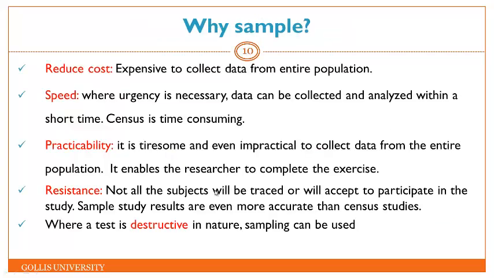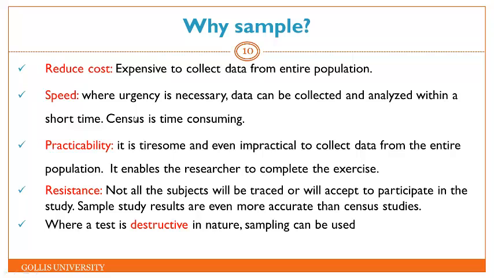Now, why do we do sampling? We do sampling for a number of reasons. Number one, we do sampling because we want to reduce cost. Remember, we said that it is very expensive to collect data from the entire population. Because it is expensive, we have to reduce this expense by reducing the size of the population. Number two is speed. Where urgency is necessary, data can be collected and analyzed within a short time. Of course, sometimes we say census is time consuming.